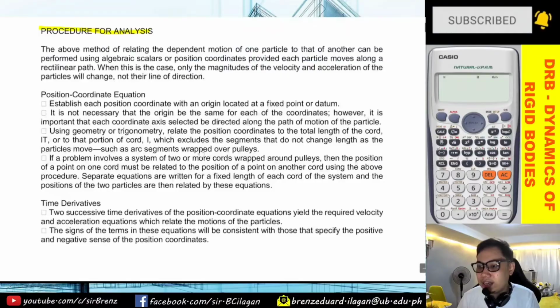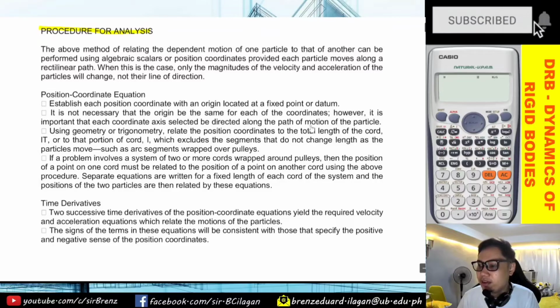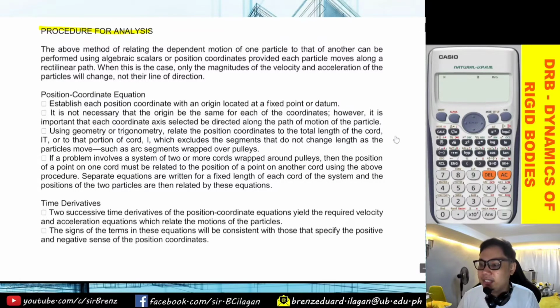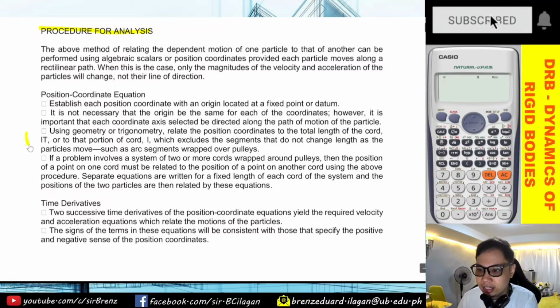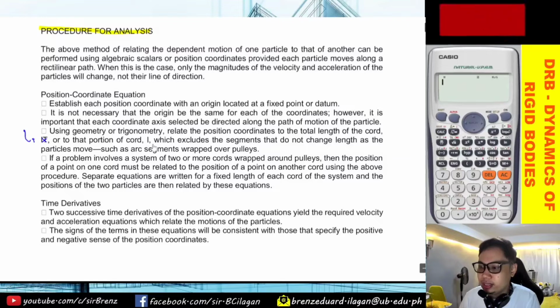Okay, nasaan na tayo? Ito pala, it is not necessary that the origin be the same for each of the coordinates. However, it is important that each coordinate axis selected be directed along the path of motion of the particle. Number 3, using geometry or trigonometry, relate the position coordinates to the total length of the cord, or to that portion of cord L. Pwede mo rin siyang i-denote na L, kagaya doon sa previous example.